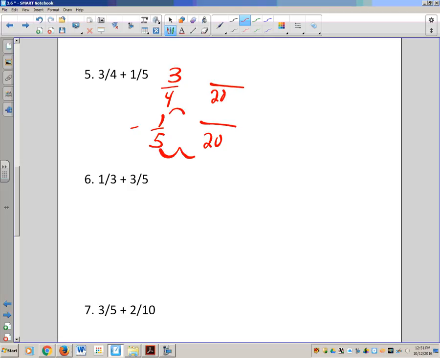1 times 4 is 4. Whatever you do to the bottom, do to the top. 4 times 5 is 20. So 3 times 5 is 15. We are subtracting. Watch your signs. 15 minus 4 would be 11. 11/20 is the answer.